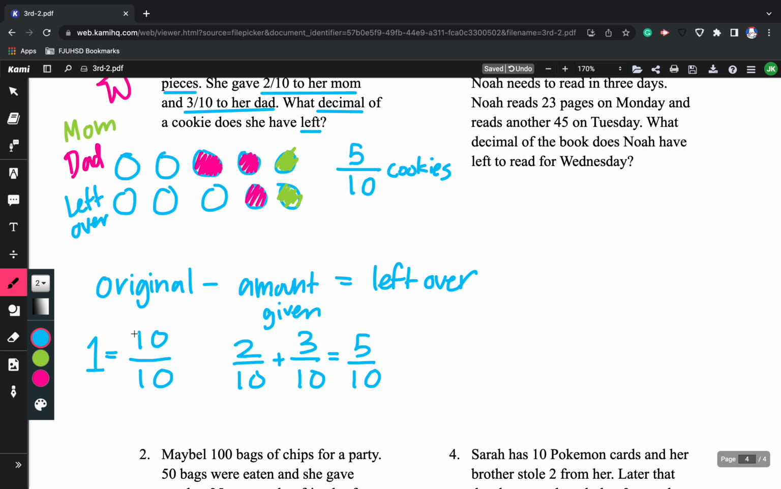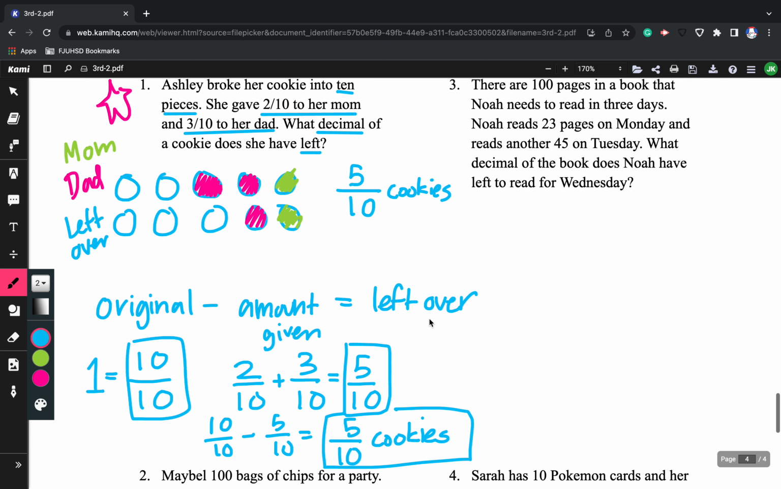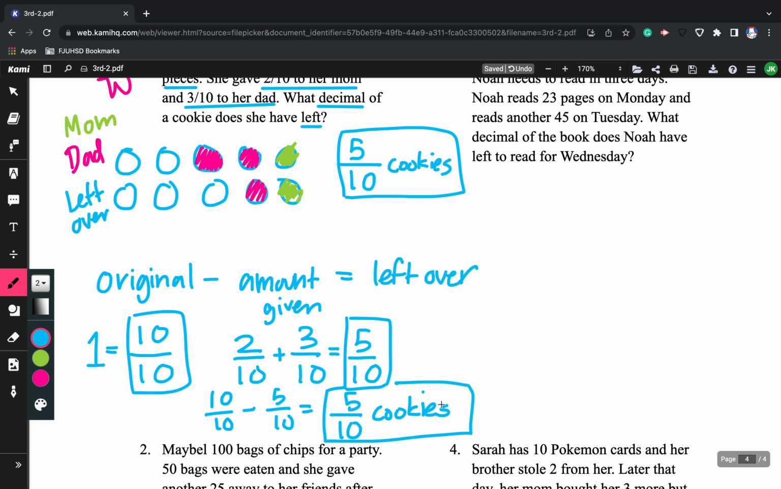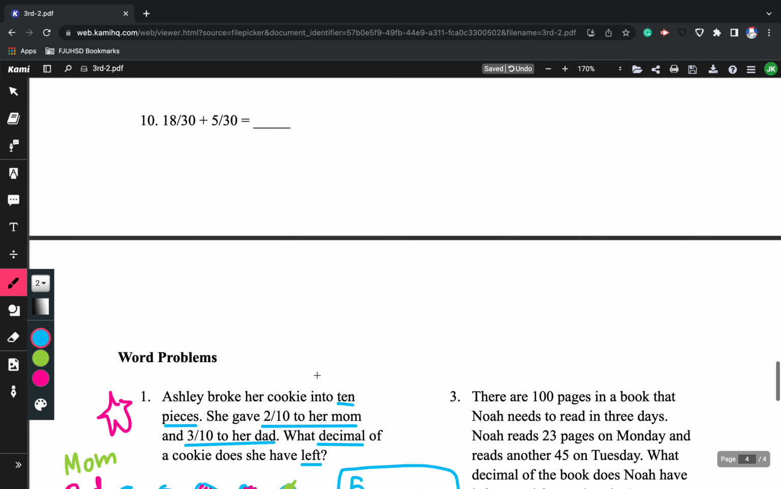And therefore, you subtract those two together. 10 over 10 minus 5 over 10. Since the denominators are the same, the denominator will be the same here. And then we can just do 10 minus 5, which is 5. So she has 5 out of 10 still left over. This is a visual way, and this is a mathematical way. Alright, that's basically it.